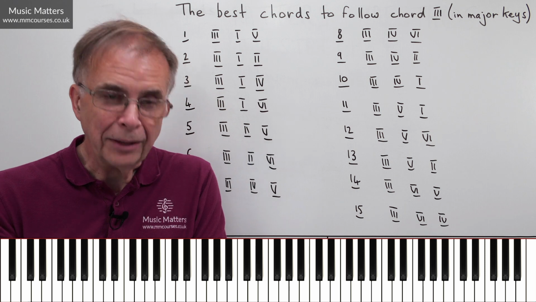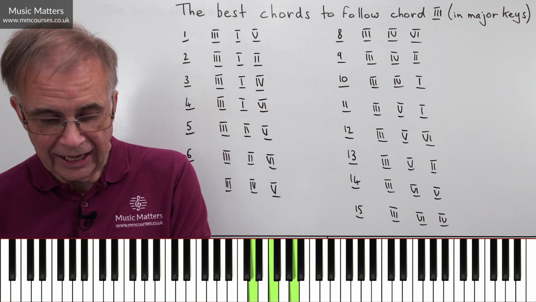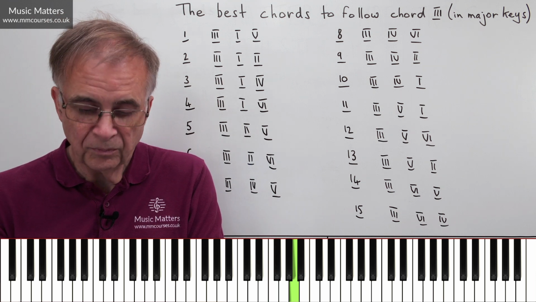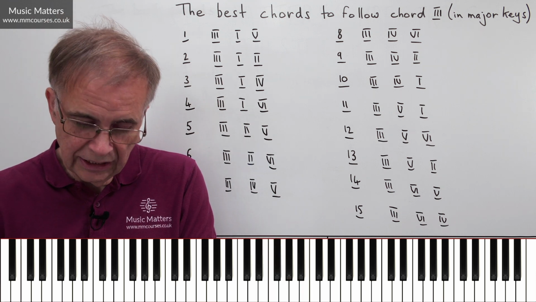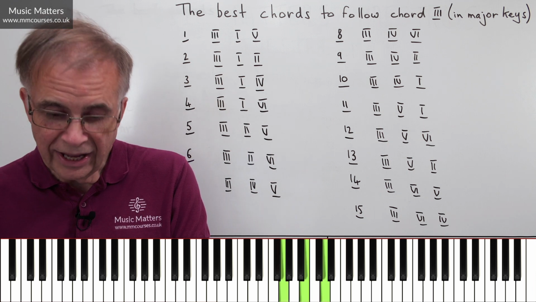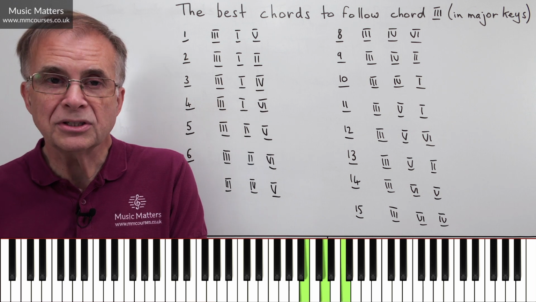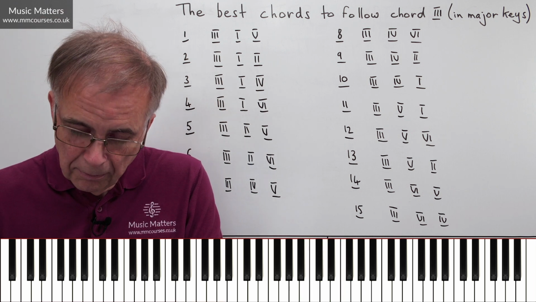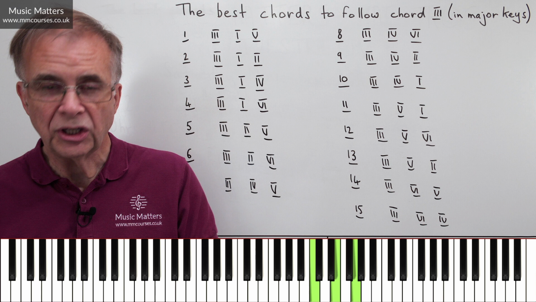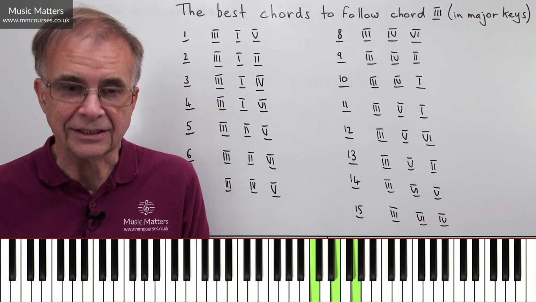So if I do the same thing on the second degree, D, I get D, F, A. So that's chord 2. E, G, B is chord 3, F, A, C is chord 4, G, B, D is chord 5, A, C, E is chord 6, B, D, F is chord 7, and then I come back to C, E, G, which is why that's chord 1 and not chord 8.